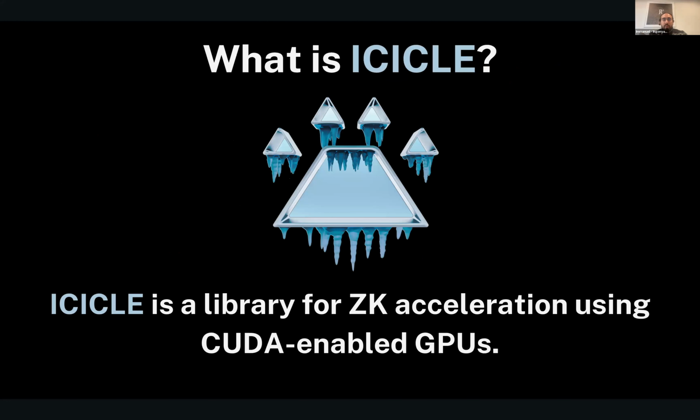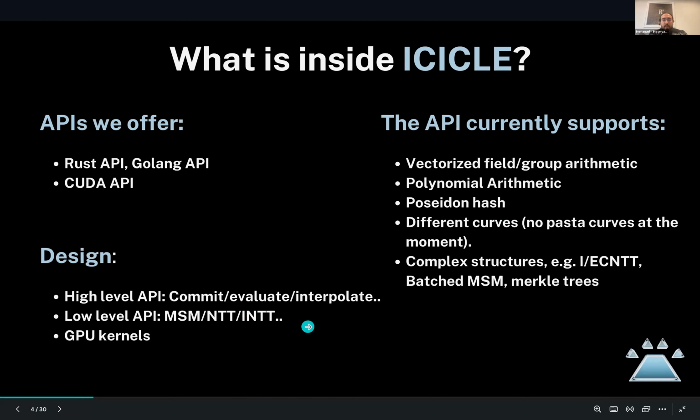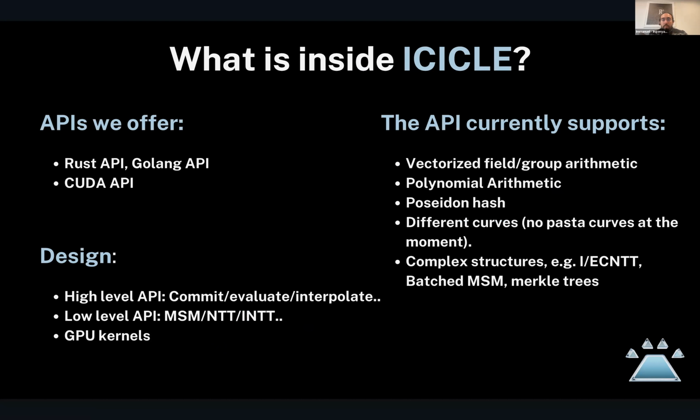So today we will speak about Icicle. Icicle is an open source GPU library. It's written in CUDA, and this library implements all the primitives required to write a ZK prover. For example, we offer MSM, NTT, different curves, point operations, elliptic curve operations, polynomial operations, Poseidon hash, everything that you need in order to construct a ZK prover system.